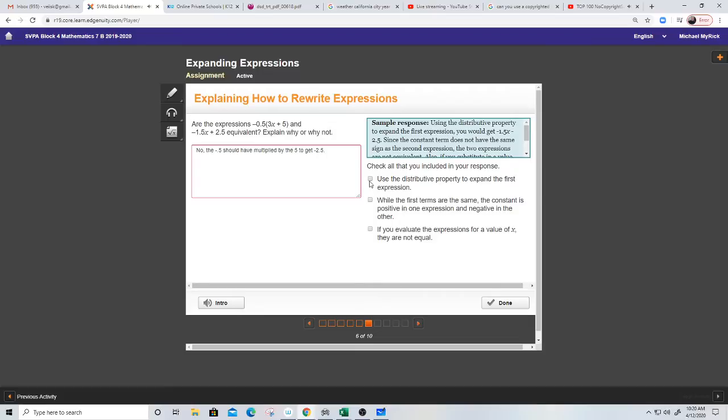It's weird when they do that. Use the true property, yes. Yes, if you evaluate the expression, they are not equal. Yeah, we said that, dude. Relax. It was probably looking for like a 0 right here where I put a 0.5.